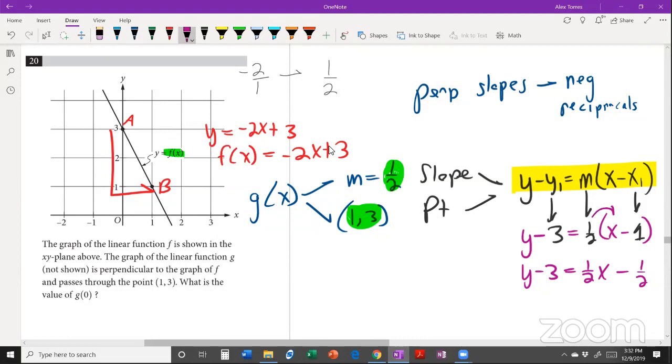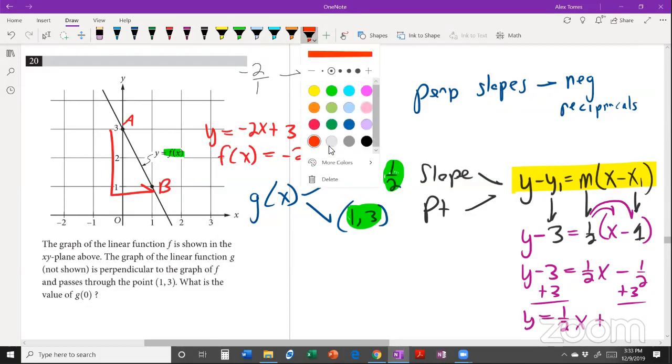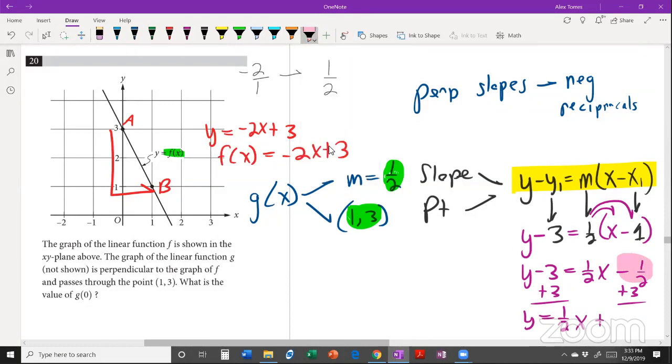So we distributed the 1/2 to get negative 1/2 here, and we're adding 3. So y equals 1/2 x plus, and this part right here can be thought of as negative 1 over 2 plus 6 over 2, because 3 over 1 is the same as 6 over 2. So we're getting common denominators for that. Maybe write it down, maybe don't. But negative 1 over 2 plus 6 over 2 is positive 5 over 2. So the equation is 1/2 x plus 5 over 2. So by the way, that's a y equals mx plus b.